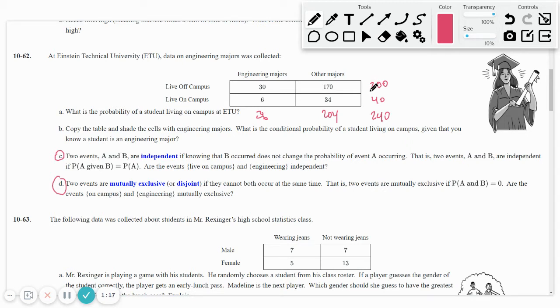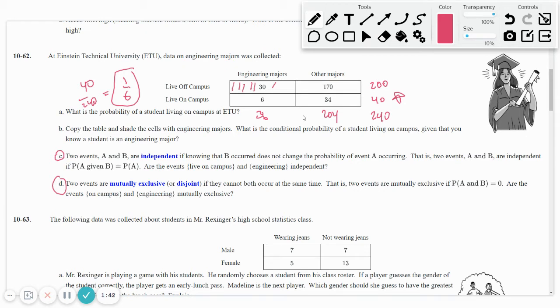Now if it's asking what is the probability of a student living on campus at ETU, well, there's a total of 40 students, as we see here. So the probability would just literally be 40 over 240, which is the same thing as 1 over 6 if you were to reduce the fraction. Now, for part B, copy the table and shade the cells with engineering majors.